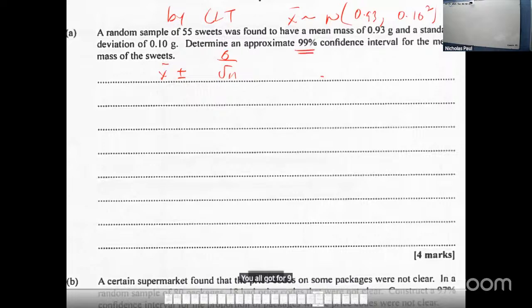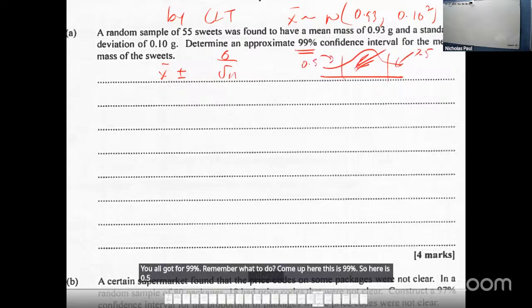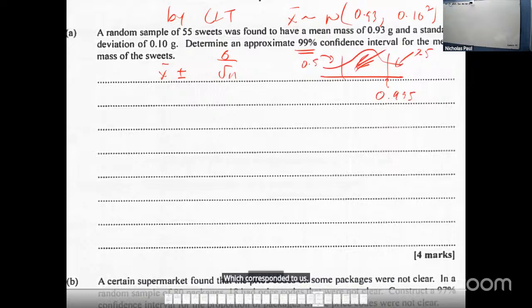Remember what to do? Come up here. This is 99%. So here is 0.5, here is 0.5. So the value you have to read off is 0.995, which corresponds to 2.576.